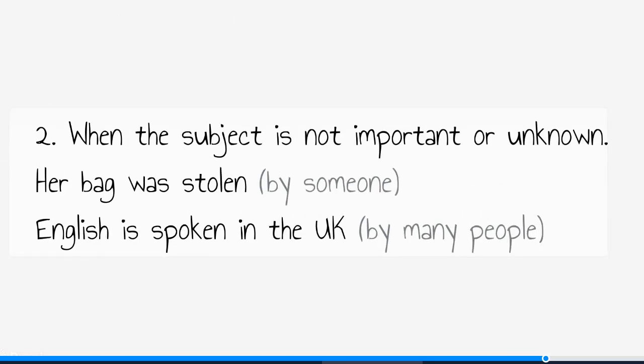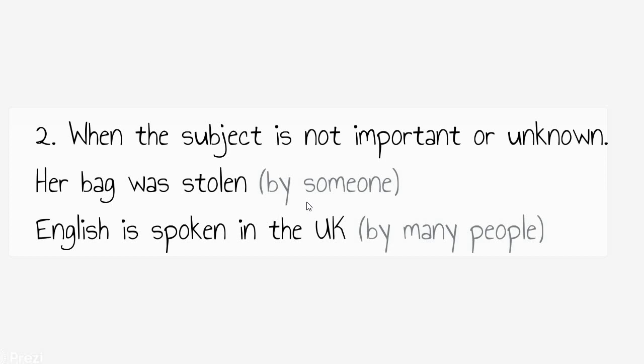Number two, if my subject is not important, or I don't want to know the subject, so no need to use the active. I can use the passive. So, her bag was stolen. I don't know who stole it, so I don't need to say that someone stole her bag. No need, because I don't know who my subject is. Because my subject is unknown, I can use the passive by saying, her bag was stolen. By who? By someone. I don't know him.